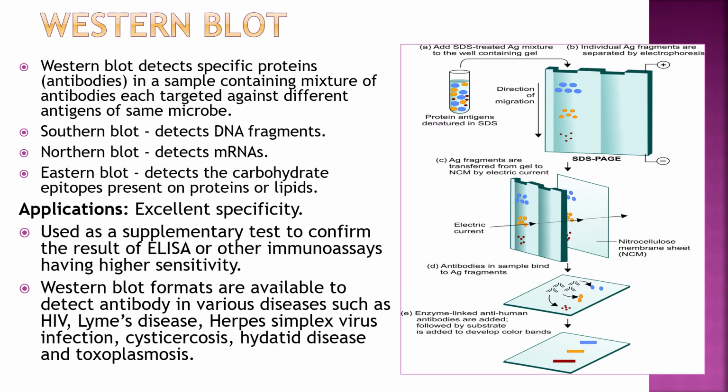Western blot detects specific proteins in a sample containing a mixture of antibodies. Southern blot detects DNA fragments, northern blot detects mRNA, and eastern blot detects carbohydrate epitopes on proteins or lipids. Application: supplemental test for HIV.